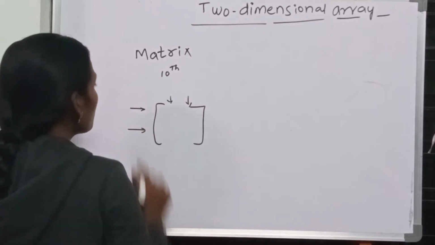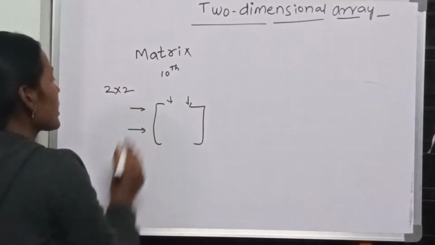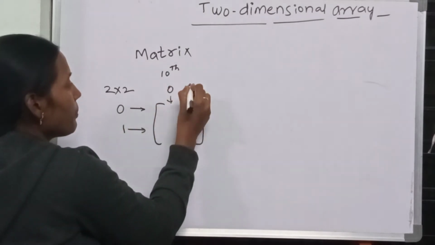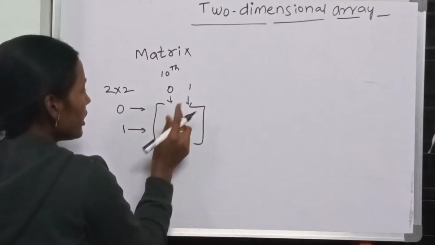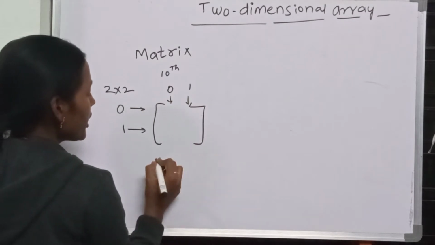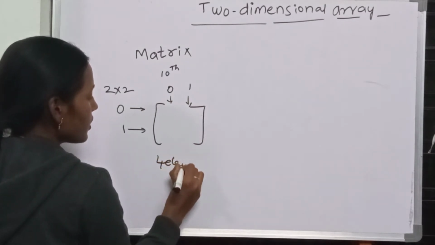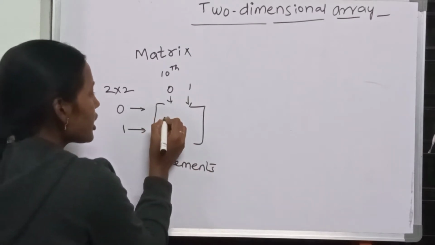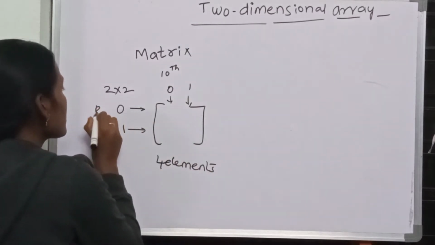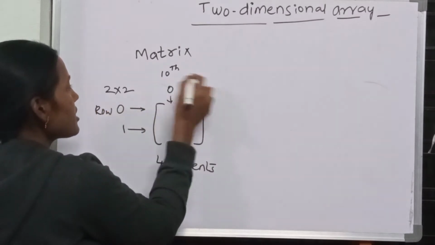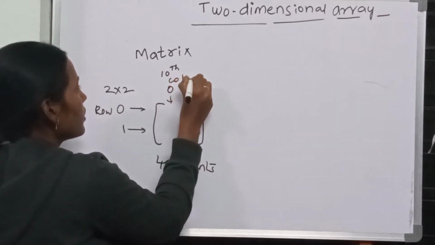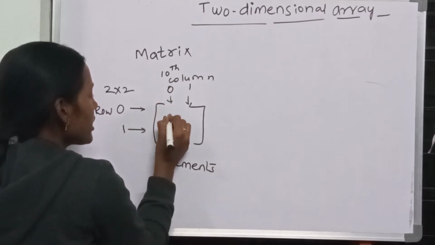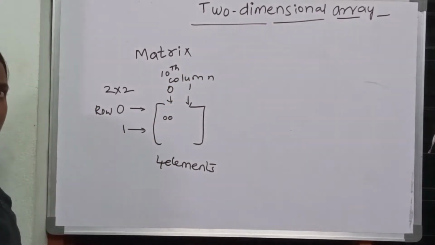So how do we represent a 2 by 2 matrix? 0 row, 1 row, 0 column, 1 column. So here, a 2 by 2 matrix contains how many elements? 4 elements. Right? So the first element is represented as, this is row, this is column. So 0 row, 0 column. The first element is represented as 0 row, 0 column.